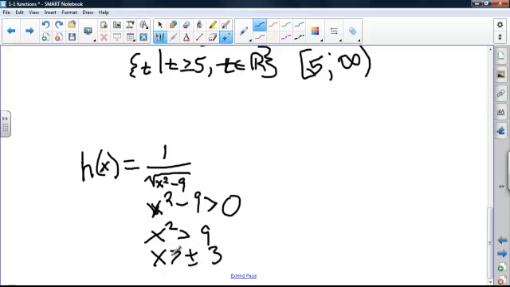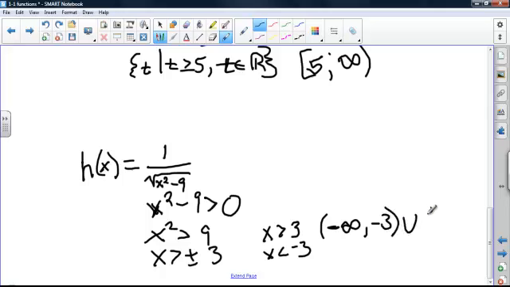Now, the problem with this is, as soon as you do a plus and minus here, this sign has to shift. This has to flip around. But it only flips around for the negative. So, we actually have two possible answers. X is greater than 3, or x is less than negative 3, because we changed the sign. So when we're putting that in interval notation, we're going to say my lowest possible value is negative infinity to negative 3 union 3 to infinity.